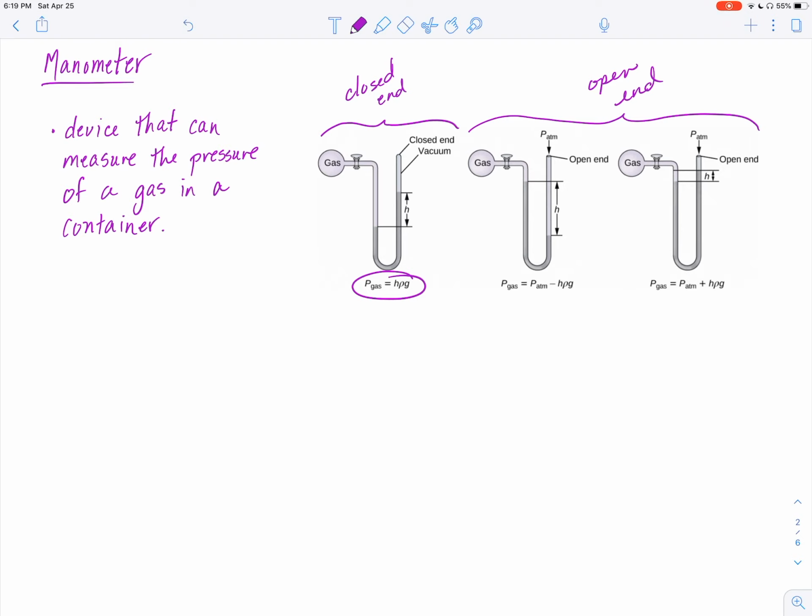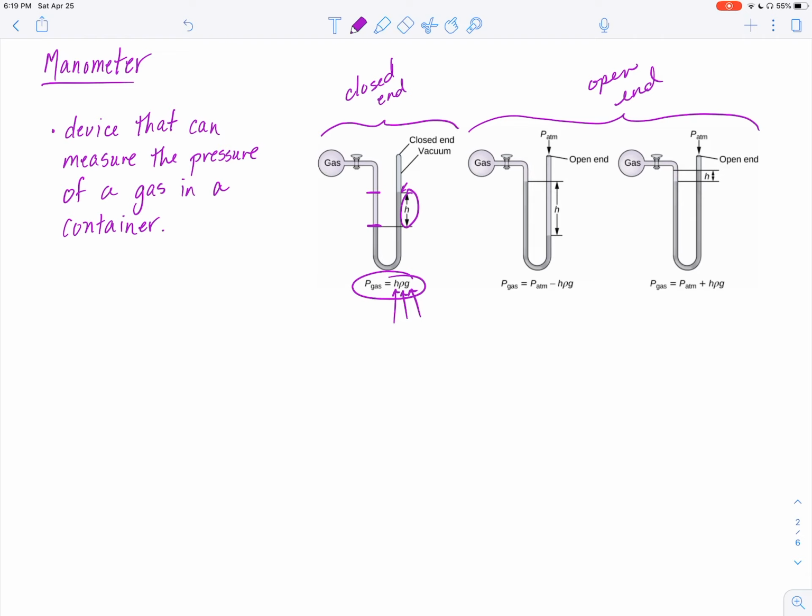And the height that you would use is the height of the difference between the liquid on the left-hand side to the height of the liquid on the right-hand side of the tube. That difference in height is what you use for h in that equation, along with the density of the liquid and your constant of acceleration due to gravity. And that's how you would calculate that gas's pressure.